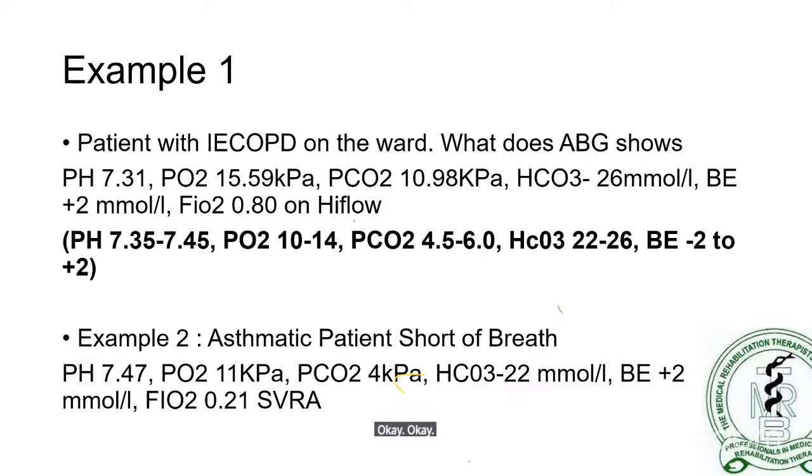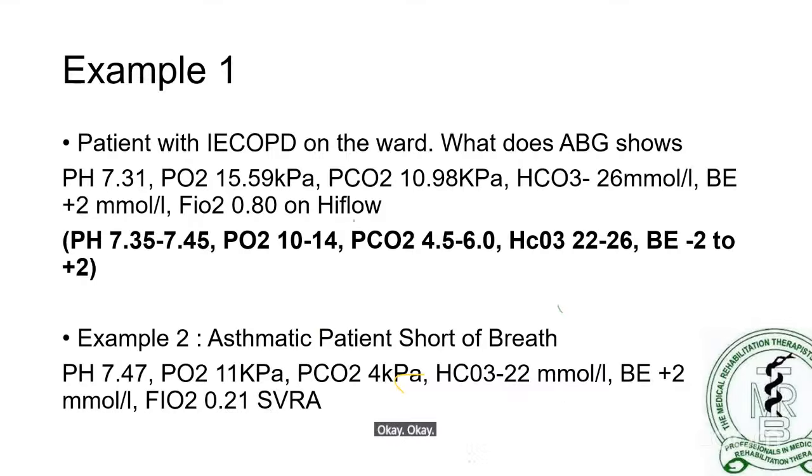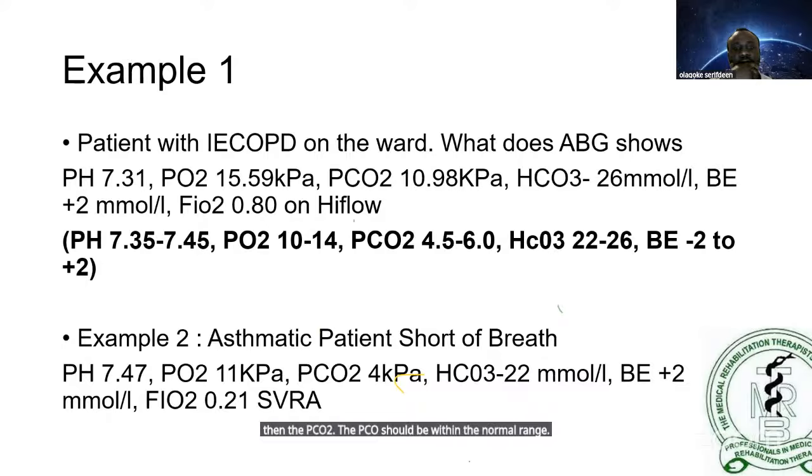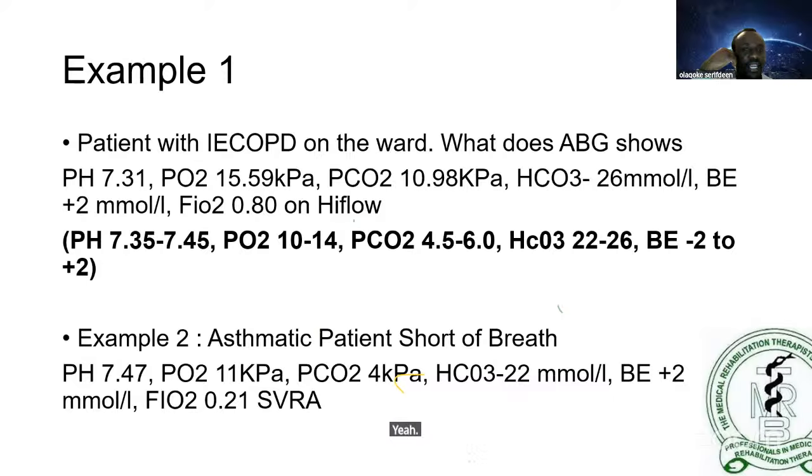So I'll be sure in that case they are not inclining towards acidemia. At least they are slightly back to normal. Yeah. Then the PCO2 should be within the normal range. It's 4.5 to 6. Yeah. Thank you very much.